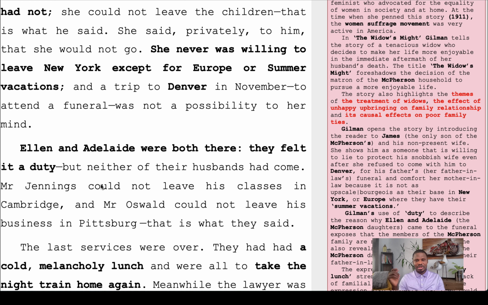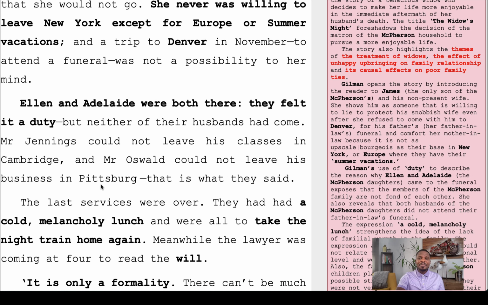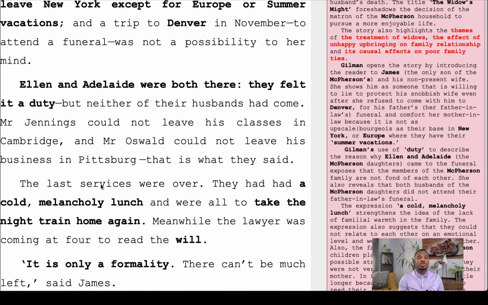They mention, for example, their father and other things, but we see here that the family are not very close together. So Gilman's use of duty to describe the reason why Ellen and Adelaide, the McPherson daughters, came to the funeral exposes that members of the McPherson family are not fond of each other. She also reveals that both husbands of the McPherson daughters did not attend their father-in-law's funeral. So Helen's husband did not come, Adelaide's husband did not come as well.